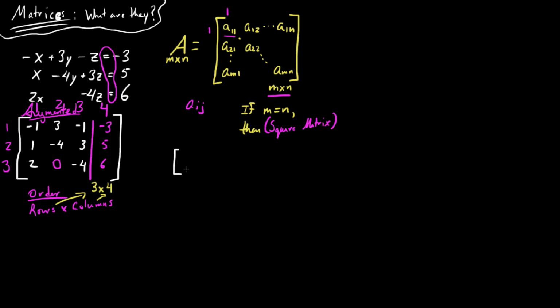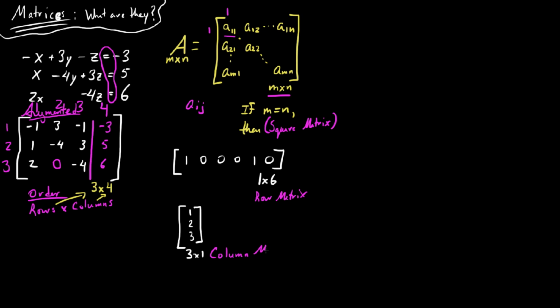What if you had a matrix as 1 0 0 0 1 0? We'll go binary. So this would be one row by 1 2 3 4 5 6 columns. This would be a 1 by 6, but it's important to note this is referred to as a row matrix. A row matrix. And likewise, we could have a column matrix. What if we had 1 2 3? This would be a 3 by 1, and this would likewise be referred to as a column matrix.